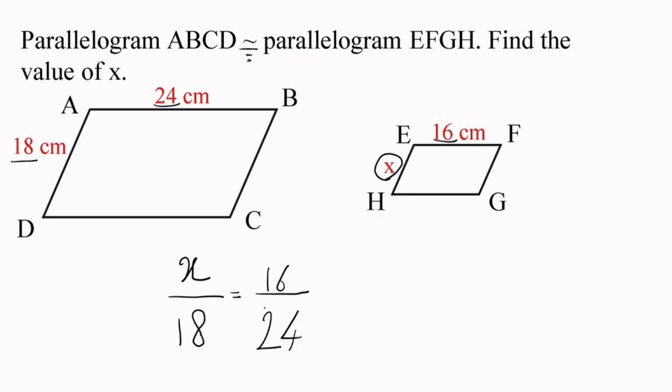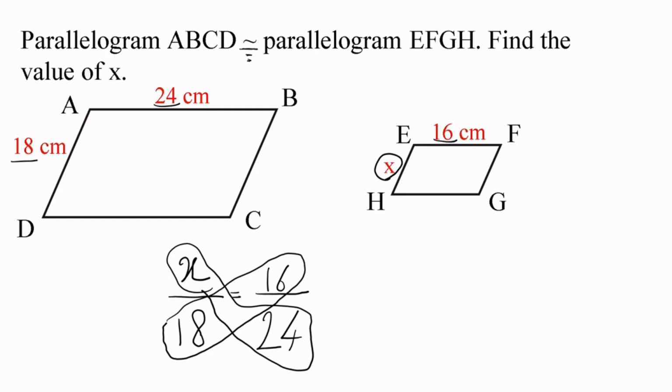Okay, now I must solve this proportion. There are several methods for solving this proportion and I'm going to use cross products. So I must multiply diagonally first numerator to second denominator and second numerator by first denominator. So I'm going to have x times 24 is equal to 16 times 18. If you don't know how to solve proportions, I strongly suggest you to watch that video first. I'm going to put the link in the description.